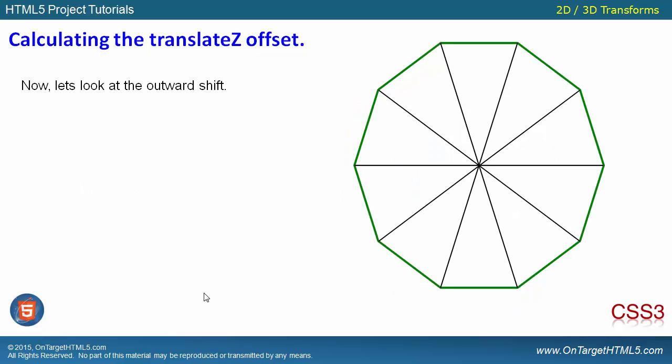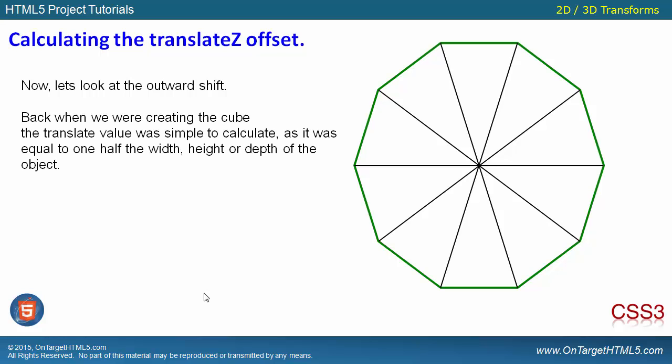Now let's look at the outward shift, or how we calculate that Translate Z. When we created the cube in the previous tutorial, the translate value was simple to calculate, as it was equal to 1/2 the width, height, or depth of the object. If I had a 200 pixel cube, my Translate Z was 100 pixels, because my center point looking down at it would be 100 pixels in. So 100 pixels out would be my edges.